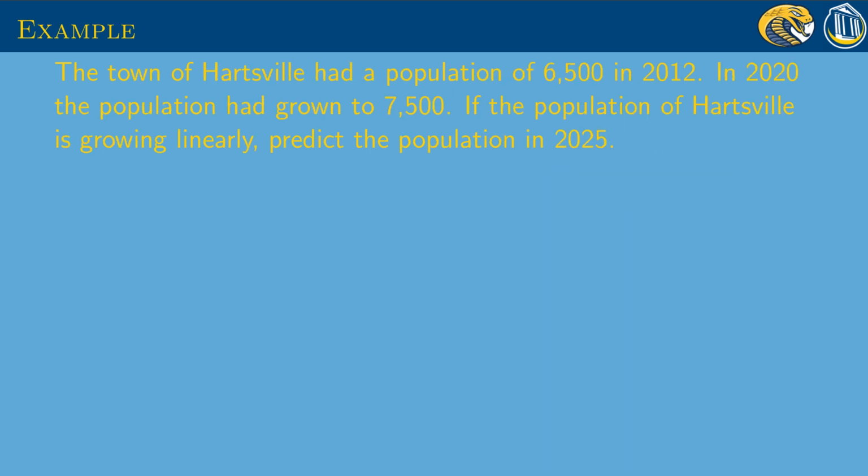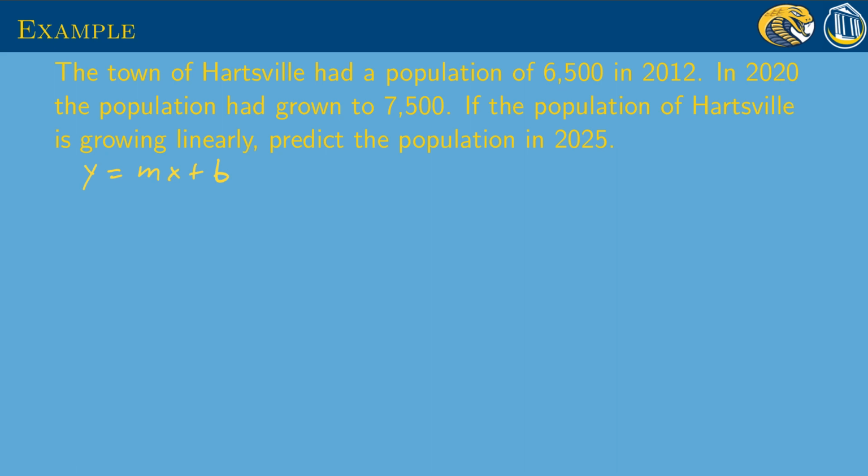Let's do another example. The town of Hartsville had a population of 6,500 in 2012. In 2020, the population had grown to 7,500. If we assume that the population is growing linearly, so we know it's going to have the equation y equals mx plus b, let's predict the population another 5 years later in the year 2025.